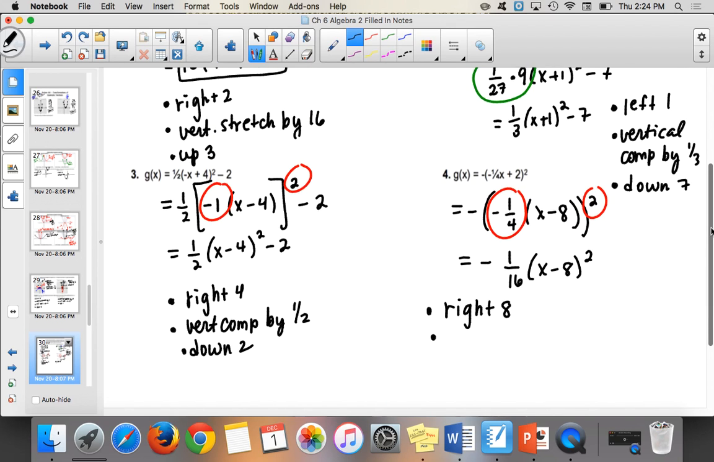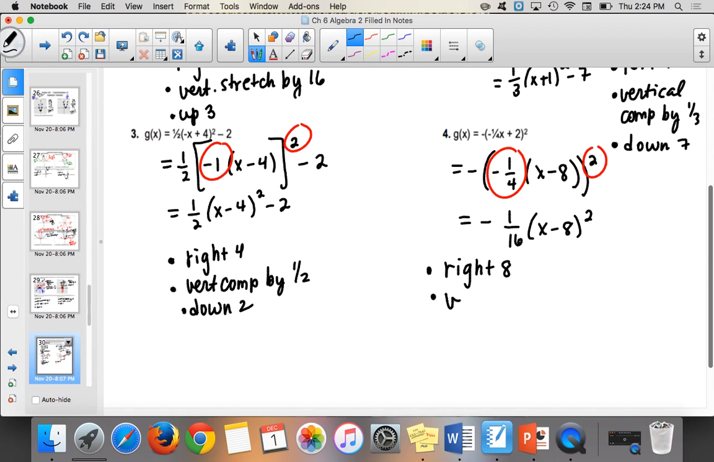Oh, so close, but not horizontal. Why is it -8? A vertical, yeah, pull up -1/4. Vertical compression. I would also accept, if you didn't say vertical compression by 1/16, I would also accept horizontal stretch by what number, though? By 4. Yeah, which is kind of weird. All right, and then reflection over x-axis, because that negative out front.